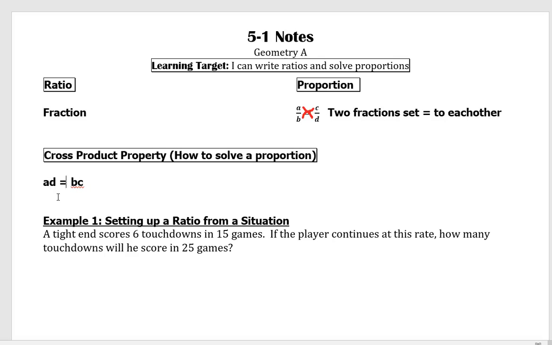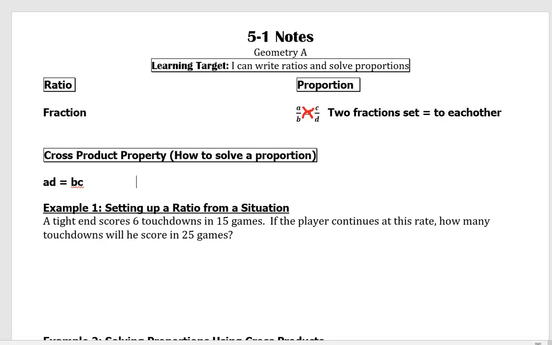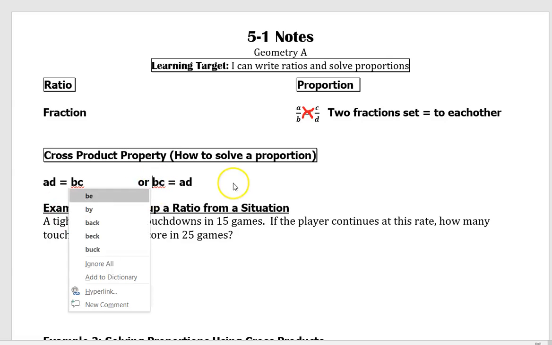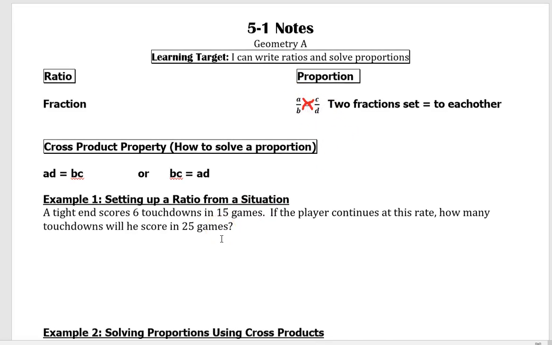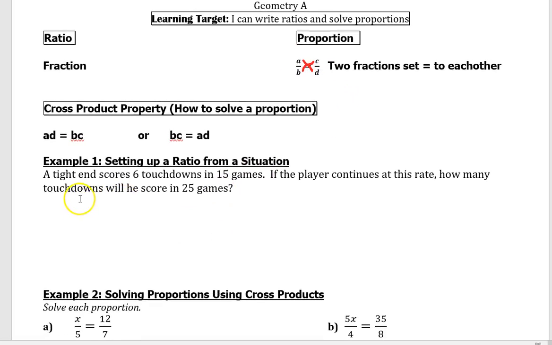And totally fine to flip that. We could do B times C equals A times D. Those both work. We can flip the letters around. We're just doing some multiplication. So with your cross products, you're going to cross multiply. That means we're going diagonal. And then we set them equal in between. So we're just going to apply this to a problem here.